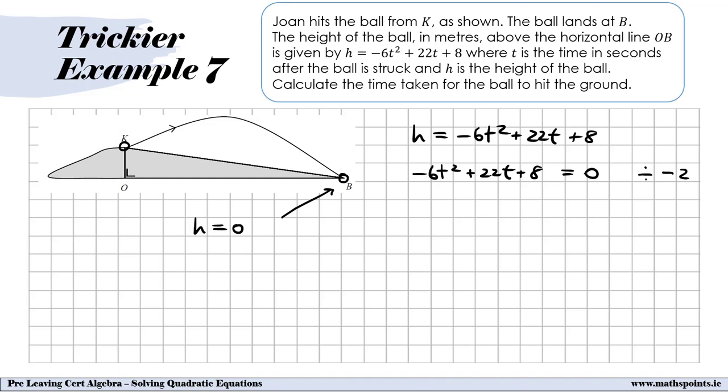So minus 6t squared divided by minus 2 is plus 3t squared. 22t divided by minus 2 is minus 11t. And 8 divided by minus 2 is minus 4. And I'm going to let that equal 0.